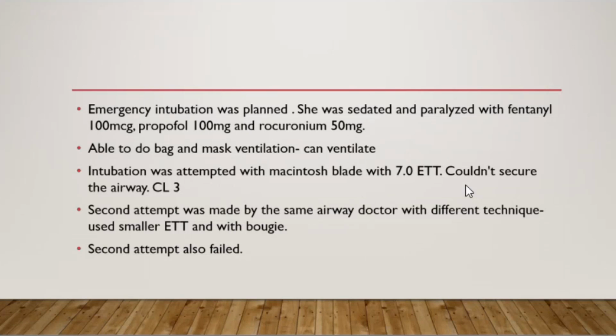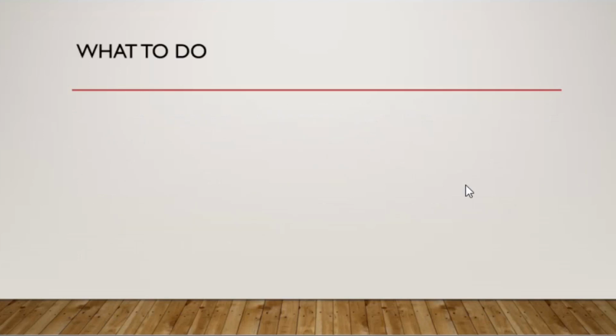So what to do next? That is the third step. We're in an anticipated difficult airway where we have planned. In ICU, and this scenario applies also to emergency and OT, we may face unanticipated airways. So we have tried intubating her twice with a different technique, alternative methods. Still, we couldn't secure the airway. So what to do?